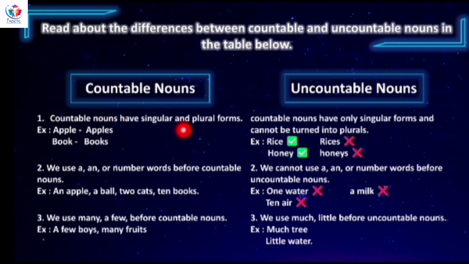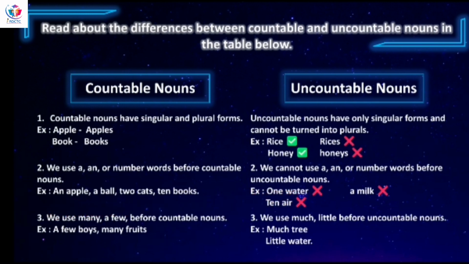Countable nouns have singular and plural forms. Already I told you that countable nouns have singular and plural forms, like apple, apples, book, books. But uncountable nouns have only singular forms and cannot be turned into plurals, like rice, honey, but we cannot say rices, honeys, okay? We can use a, an or number words before countable nouns, like an apple, a ball, 10 cats, 10 books. We cannot use a, an or number words before uncountable nouns, like one water, a milk, 10 air. We never can say that.